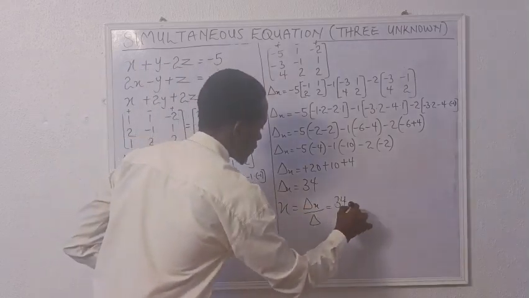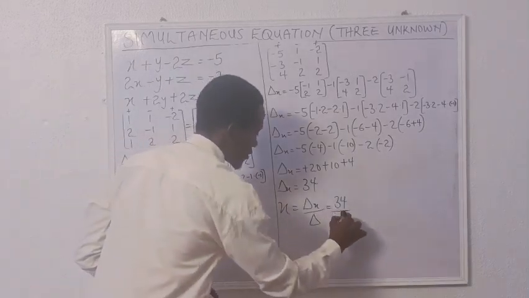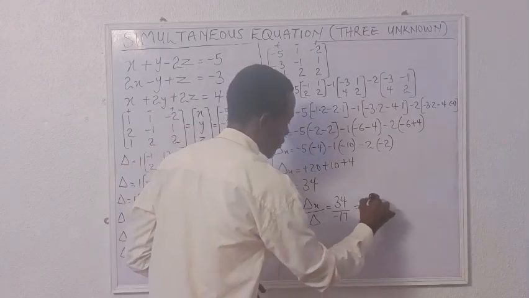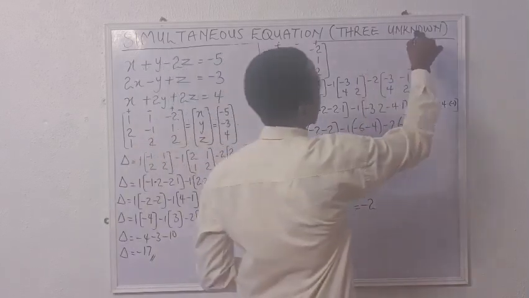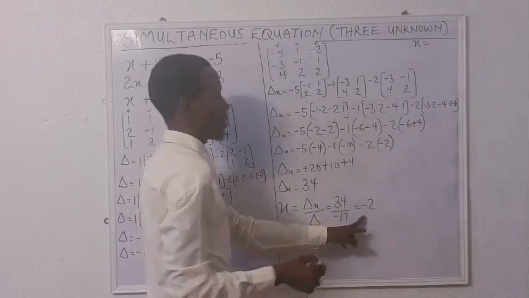34 over what's my delta? Minus 14. Sorry, minus 17. So my final answer is going to be what? Minus 2. So let me keep that somewhere here. So my X is going to be what? Minus 2.